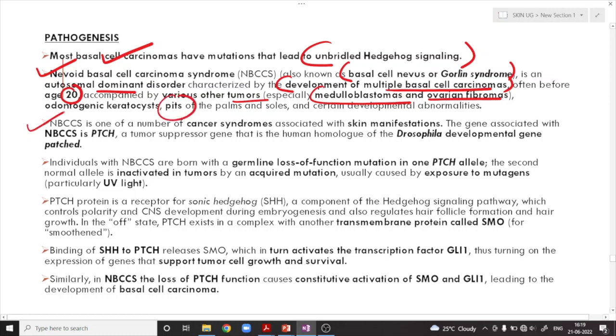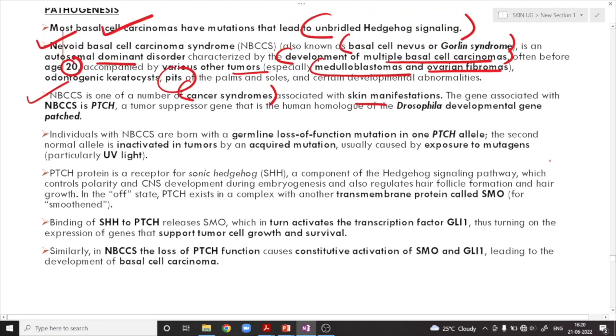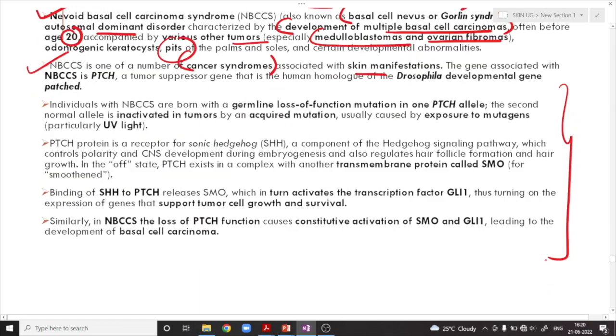Now NBCCS is one of a number of cancer syndromes associated with skin manifestations. There are many other syndromes like neurofibromatosis 1 and neurofibromatosis 2, which also have skin manifestations. But the one that is very important with regards to basal cell carcinoma is nevoid basal cell carcinoma syndrome, also called Gorlin syndrome. The pathogenesis I have already discussed in detail with regards to the PTCH gene, so I am not discussing it once again.